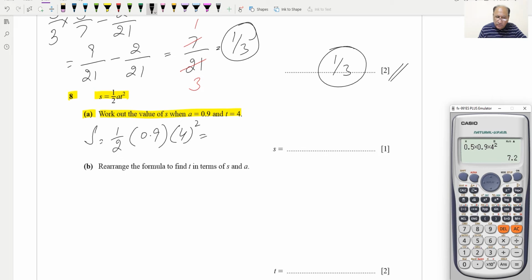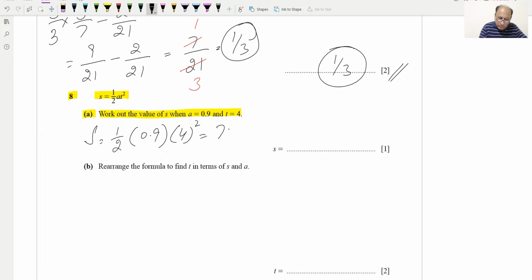36 over 5, which we can write as 7.2 basically. 7.2 will be the decimal value for s, which is for 1 mark.